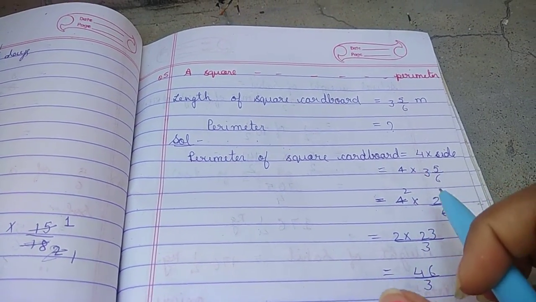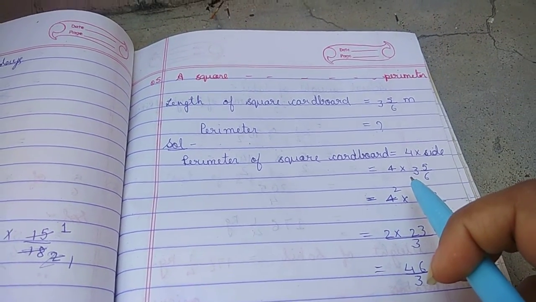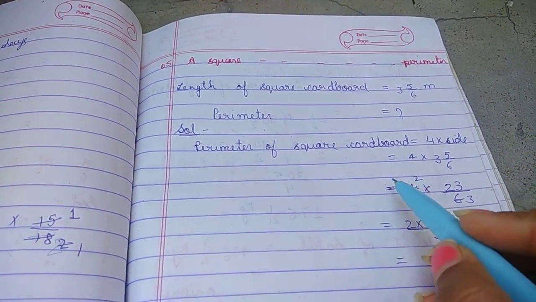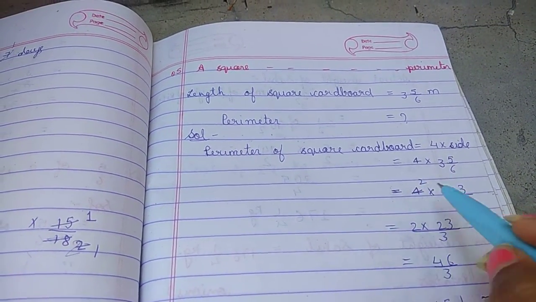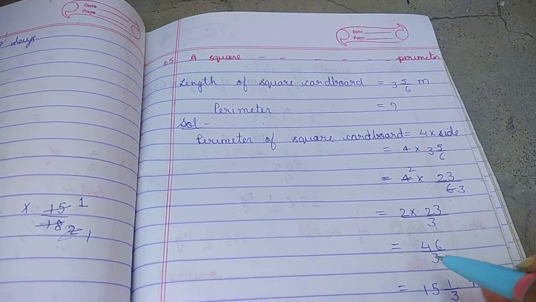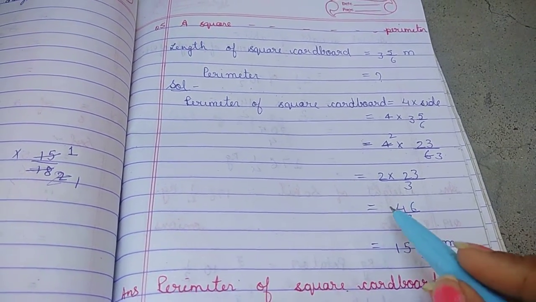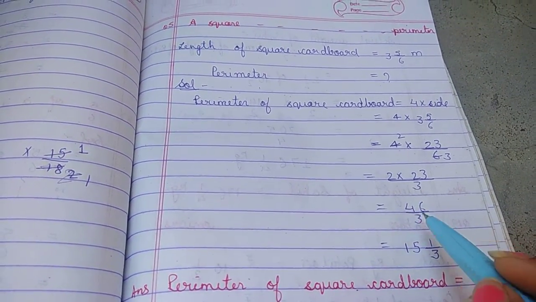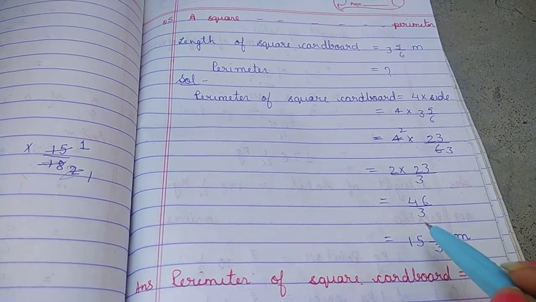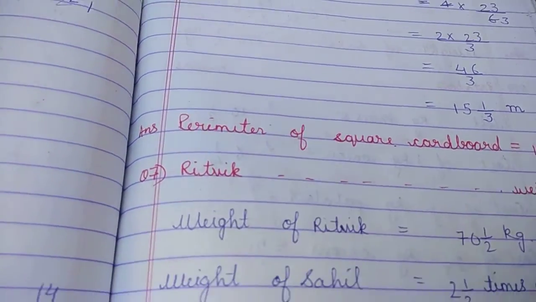Now convert 3 whole 5 upon 6 into an improper fraction. So that would be 3 sixes are 18, 18 plus 5, 23 upon 6. 2 twos are 4, 2 threes are 6. 2 into 23 upon 3 is left. 2 into 23 is 46 upon 3. Now convert it into a mixed fraction. So 3 ones are 3, 1 is left, that would be 16. 3 fives are 15, 1 is left. 1 upon 3, so 15 whole 1 upon 3 meter is the perimeter of the square cardboard.